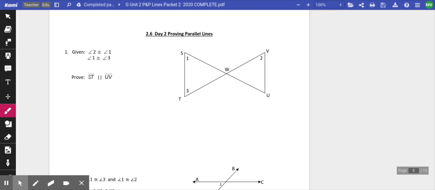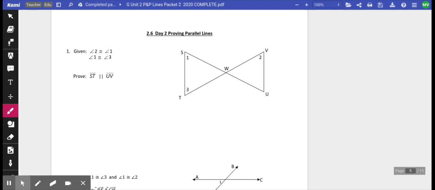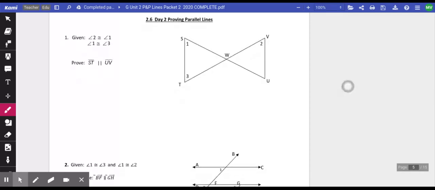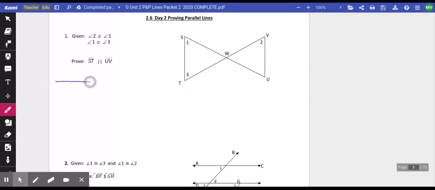Hello, everyone. Welcome back. Reminder, you should be completing the notes in your note packets while you're watching the video. So today we're going to use those theorems we talked about yesterday to try to use them in proofs. So reminder, our first step in proofs is to make our two columns.